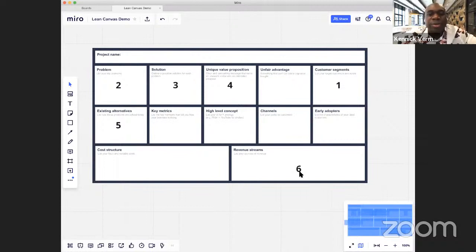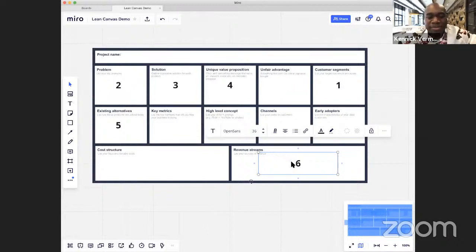This is where you take the time to determine how we're going to work with our customers. This is where you determine, okay, we're going to have some type of payment plan where they pay us on a monthly basis, and your revenue stream pretty much determines how your customer gives you value.